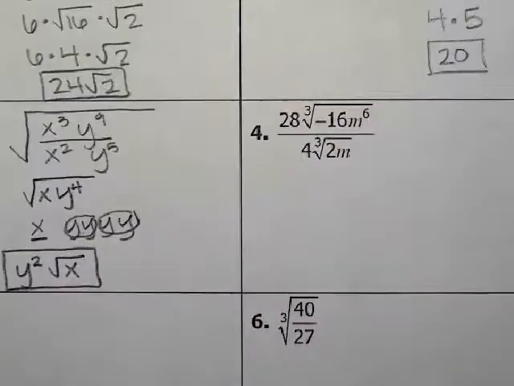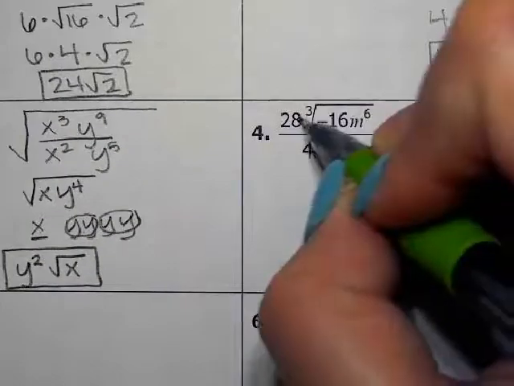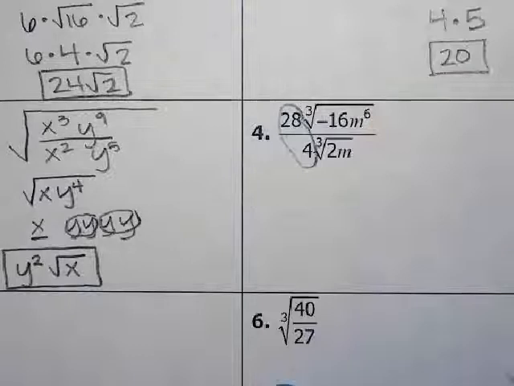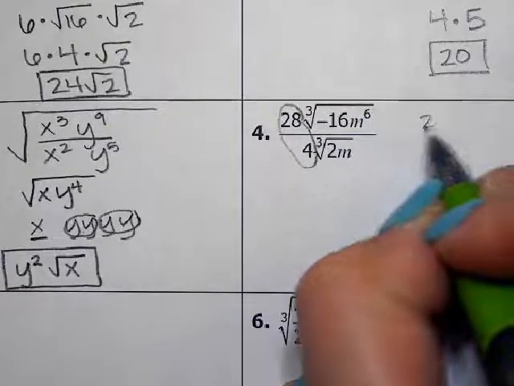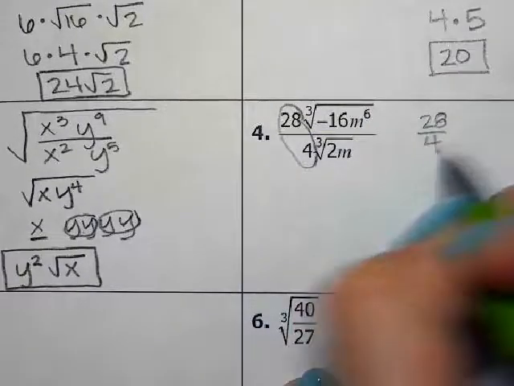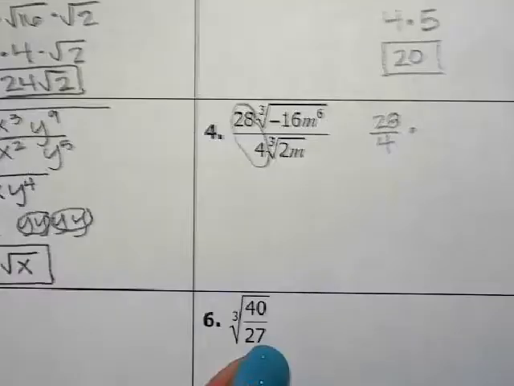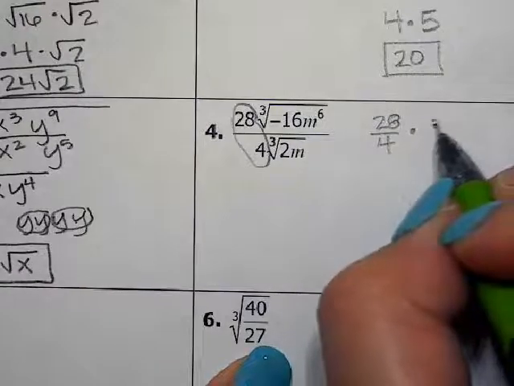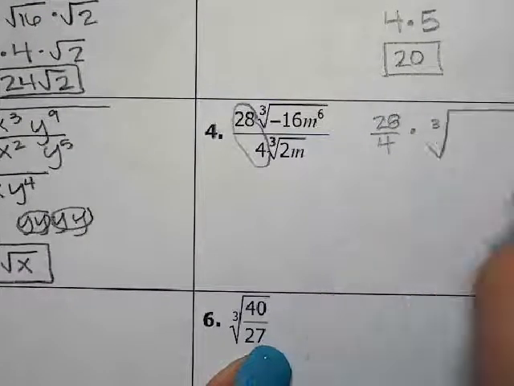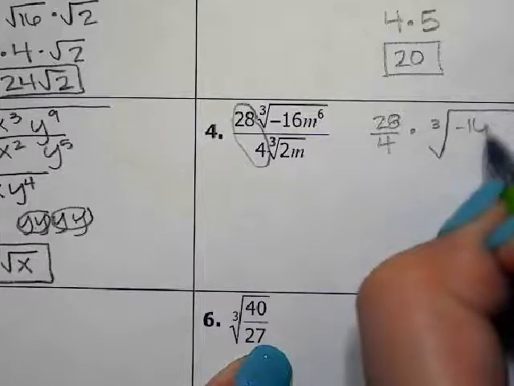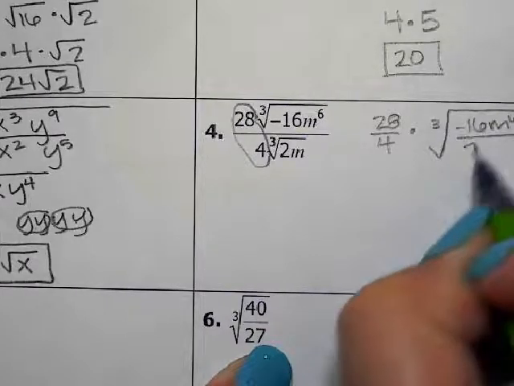All right. Next one. Okay, so 28 divided by 4, 3rd root, negative 16 m to the 6th over 2m.